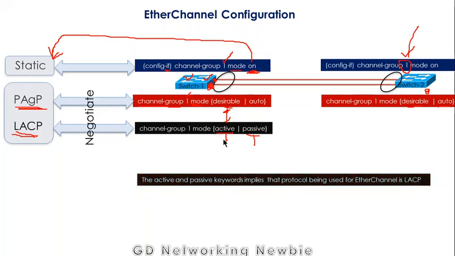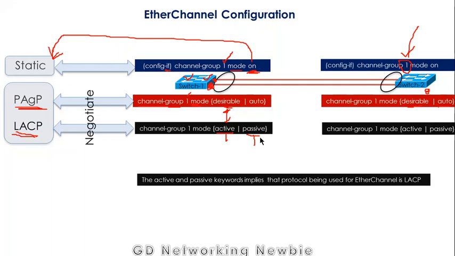From these words, the active and passive keywords actually imply that the protocol being used for EtherChannel is LACP, because there is no indication of LACP in this command. Only these words are the hints. In the same way, in these two switches, one of the switches should be configured as active. Both of them cannot be passive, but both of them can be active.